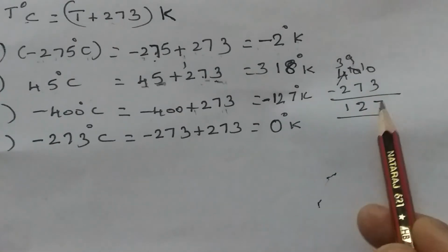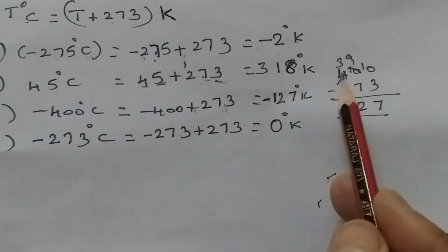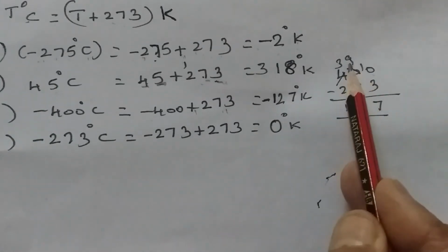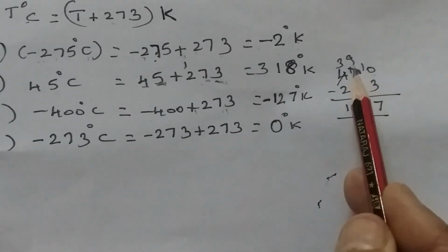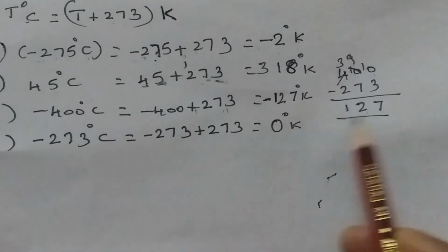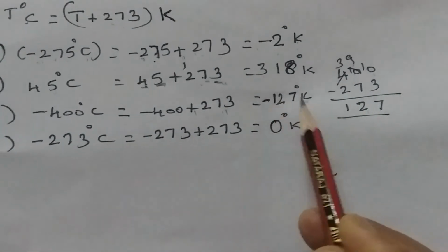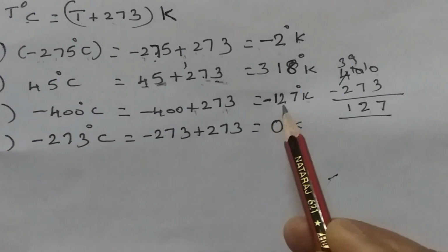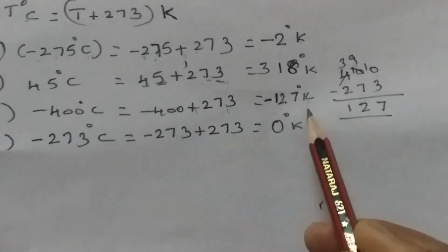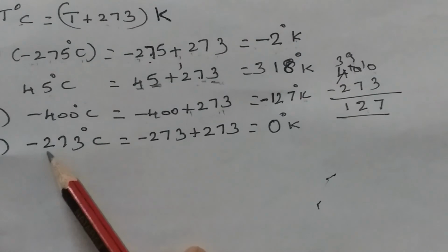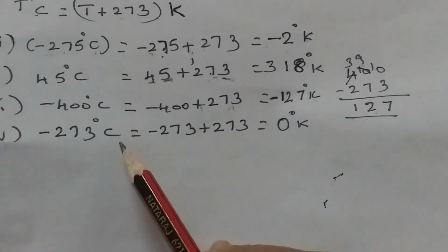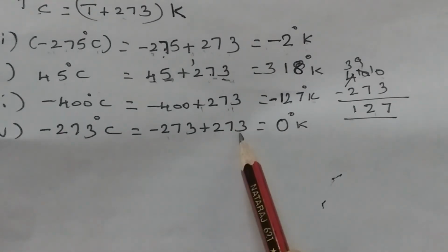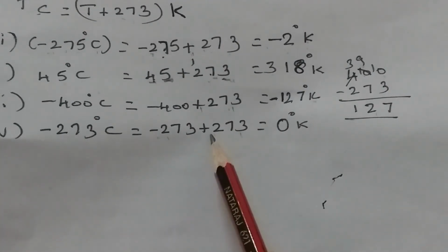From 3, we cannot subtract. From 0, we cannot cut 3. So borrow from 4. If you borrow 1, 3 remains. From 10, you borrow 1, 9 remains. 10 minus 3, 7. 9 minus 7, 2. 3 minus 2 is 1. So it is 127. And sign of the greater number, minus. 127 degree Kelvin. And the last one is minus 273. So what to do with minus 273 plus 273? Now signs are different.